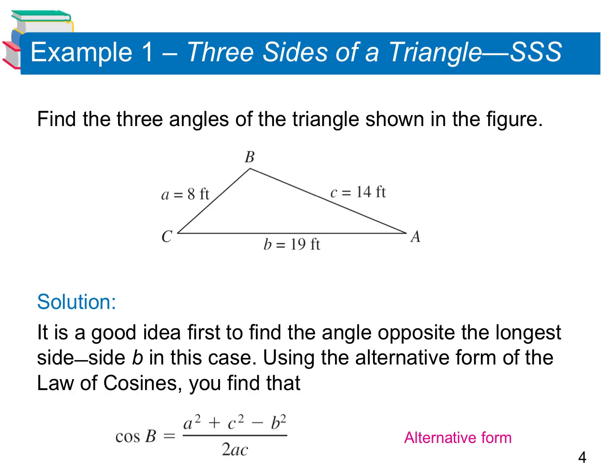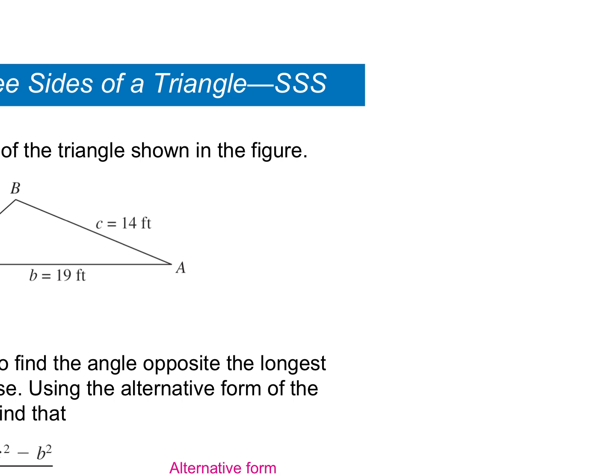So let's look at example 1. We want to find the three angles of a triangle that's shown in the figure. It gives us the three sides. So we don't have a side A and angle A where we can set up a proportion with our pairs. So because we're just given three sides, we have to use our law of cosines. Now there's two rules that we have to follow when it's an SSS, when you're given a side, side, side triangle.